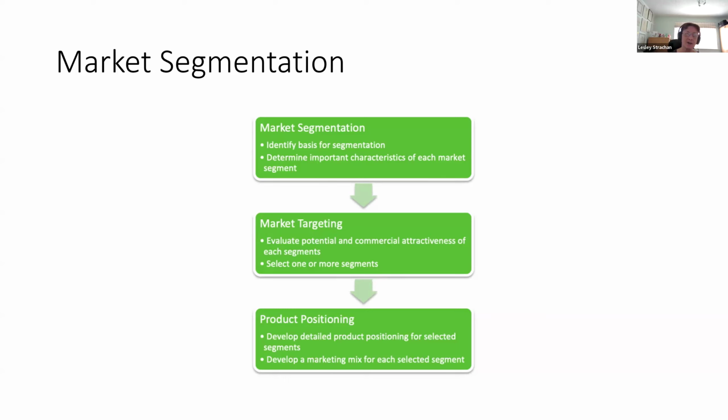So then we talked about market targeting to those groups. I've talked about that before. And review your product positioning. So you need to look at where you are versus your competitors, and also how the marketing mix works across those different segments and targets as well.